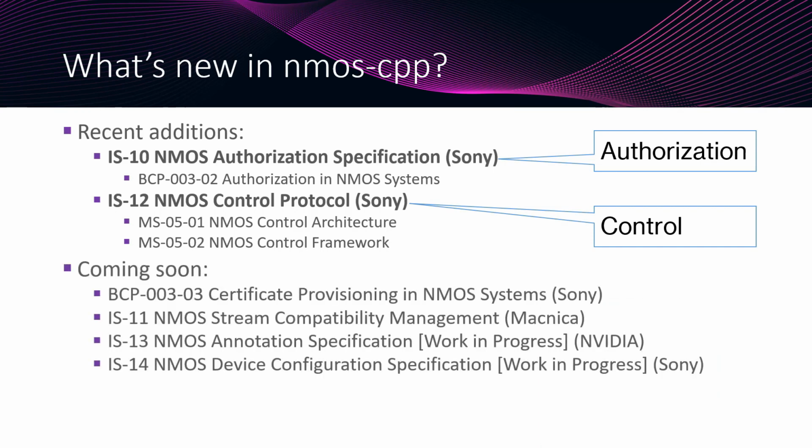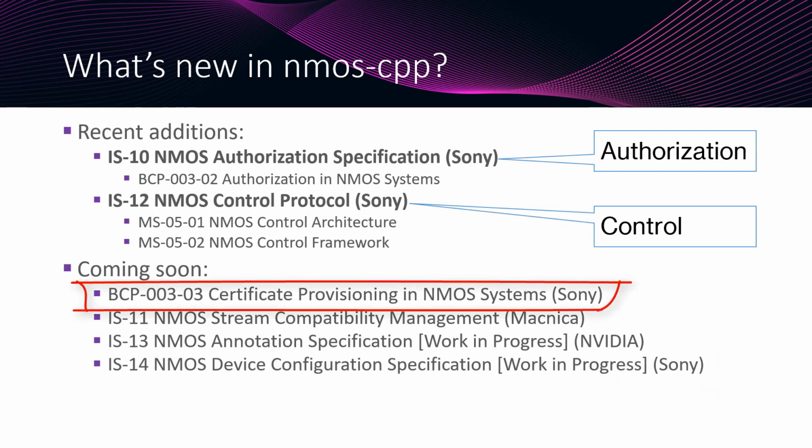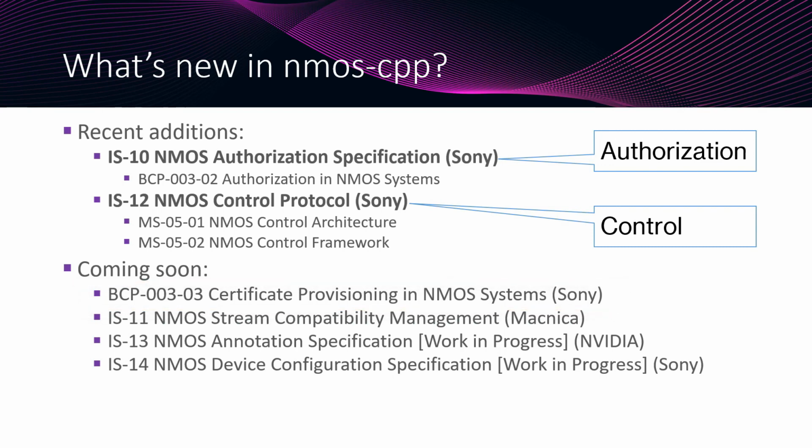Coming soon to the code are the following: an implementation of the BCP-003-03 certificate provisioning specification that we've developed for the automatic management of digital certificates. An IS-11 stream compatibility management implementation has been developed by Macnica. The IS-11 specification provides a mechanism to configure senders using information from receivers.